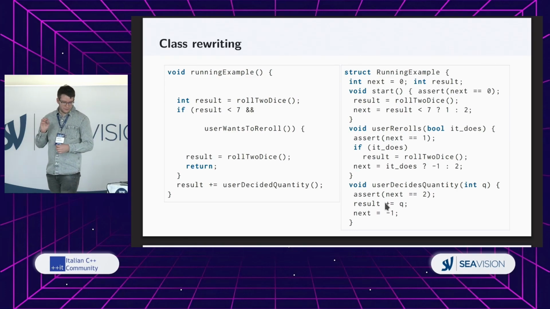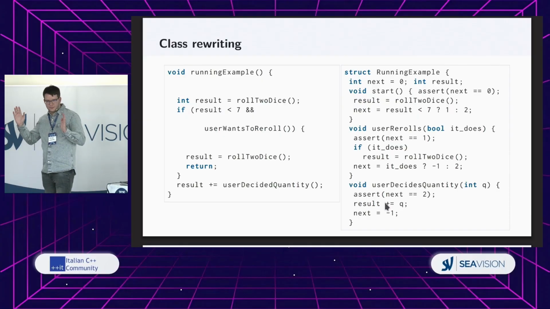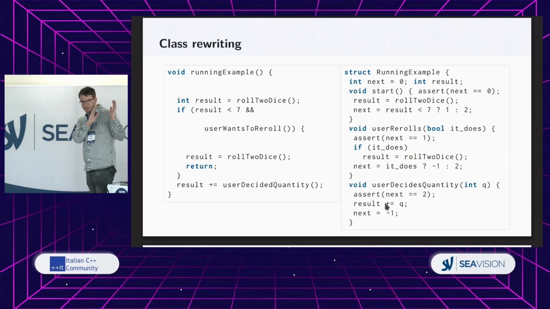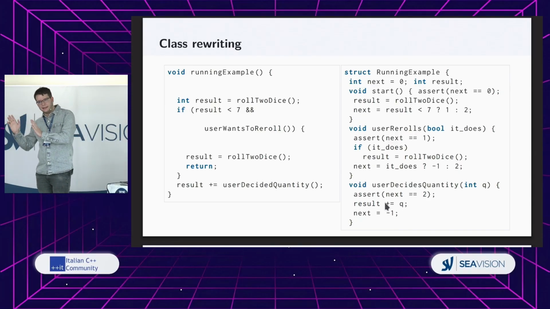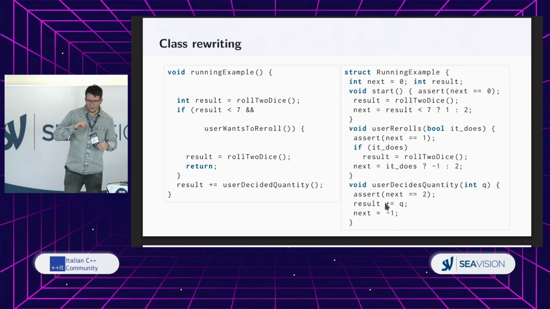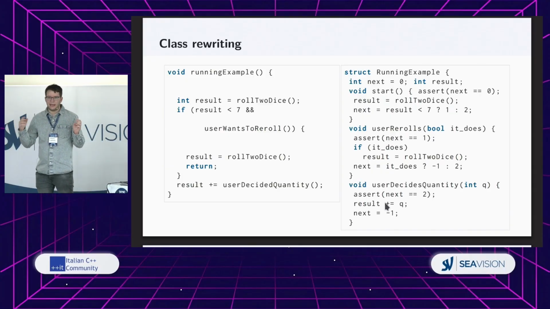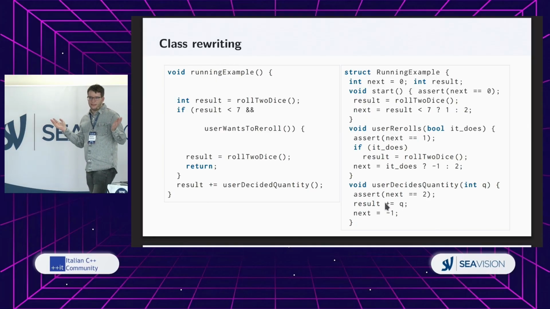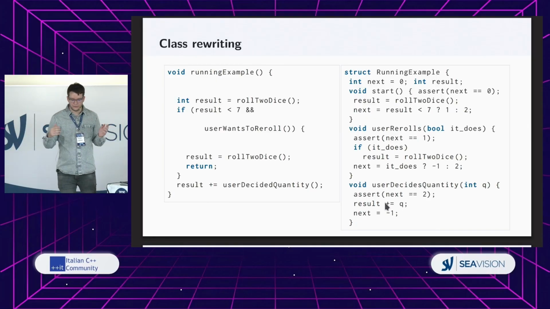Okay, but now what did we do to perform this transformation? We went from the function implementation of an interactive system to the class implementation of an interactive system. And there are questions we might wonder, right? We may wonder, can we do this automatically? Do we have to do it by hand? Is it possible to do it automatically and so on?